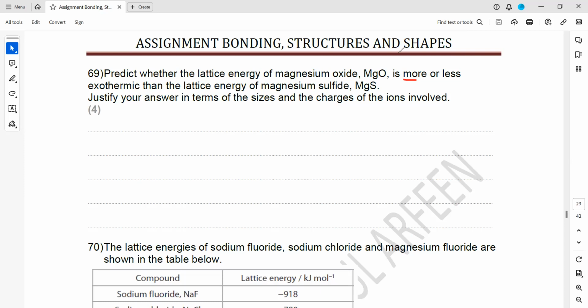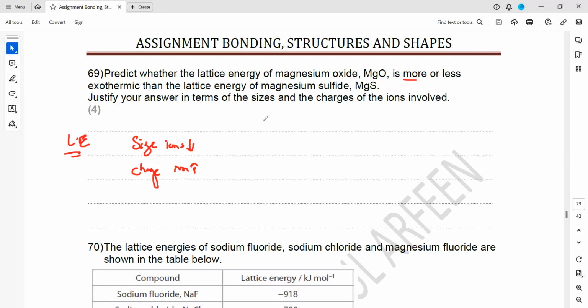And the strength of ionic bond, or the lattice energy, to have a high lattice energy or more exothermic, the size of the ions should be small as possible. And the charge on the ions should be large as possible. So large charge and small size result in a higher value of lattice energy.